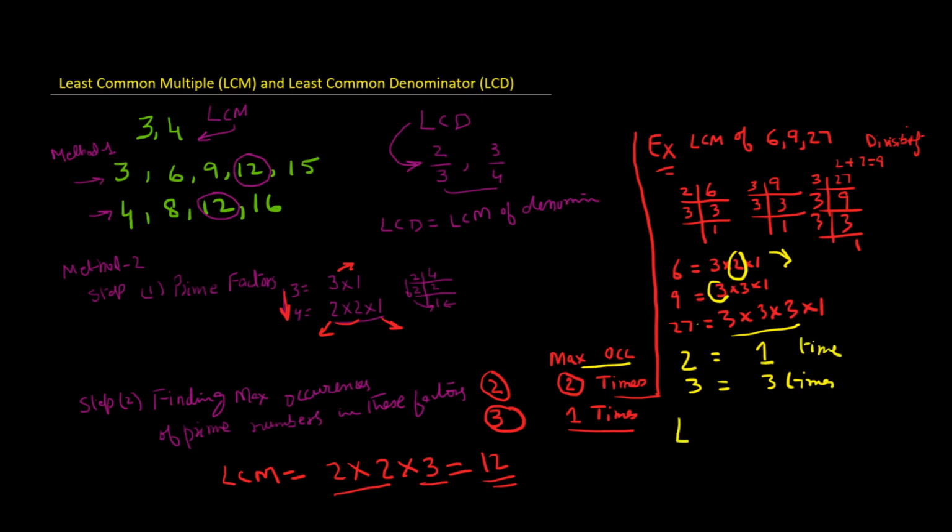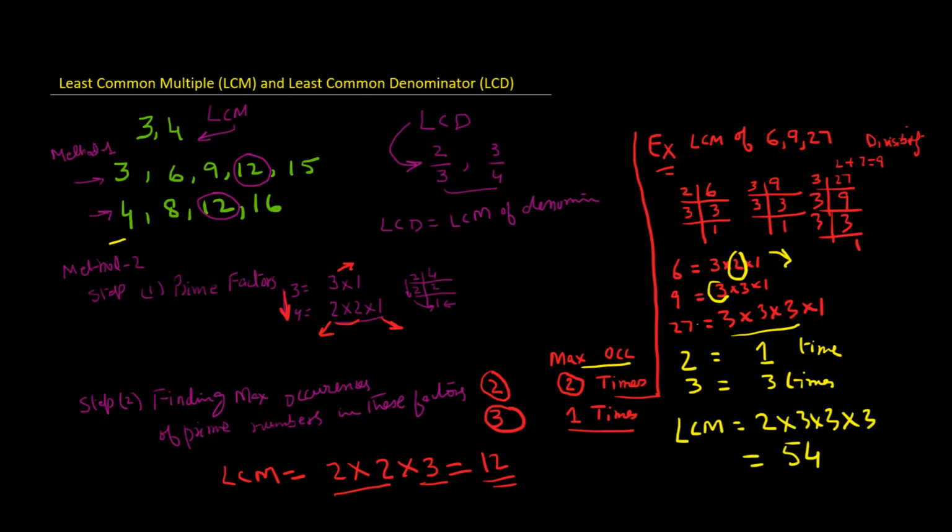So our LCM will be, we multiply 2 one time, so only 2, and multiply 3 three times. So into 3 into 3 into 3. So this is 6, 3, 18. 18 into 3 is 54. 54 will be the LCM.